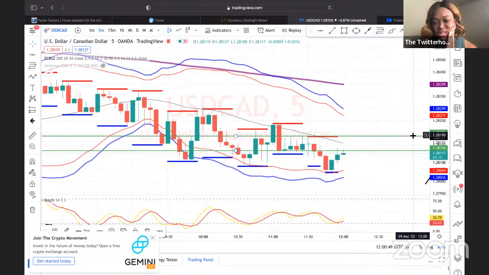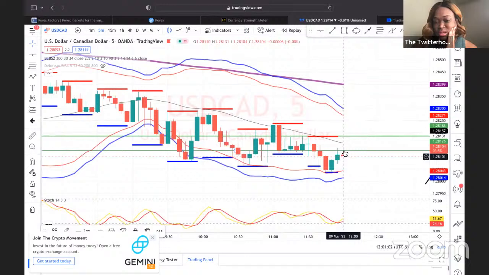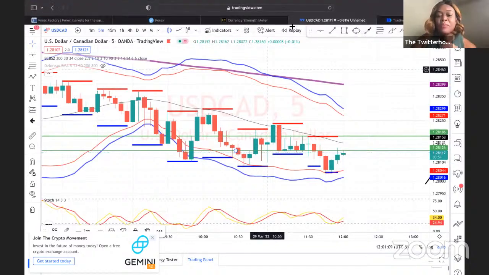I really want to see it come up here. I know we would have cleared this one. I was talking, so I didn't get into it. But I want to see price really come up here. And I feel like it will. But it's 12:01.